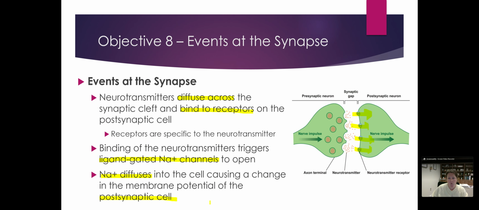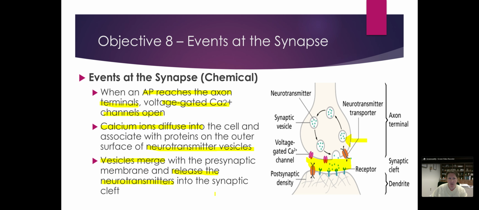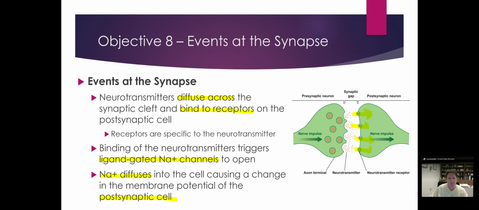Okay, so for your essay, you have two slides. You have events at the synapse. There's one slide that kind of talks about when the AP reaches the terminal. And then you have the next slide. It's a continuation of events at the synapse. And it's going to end when the second cell is depolarized.